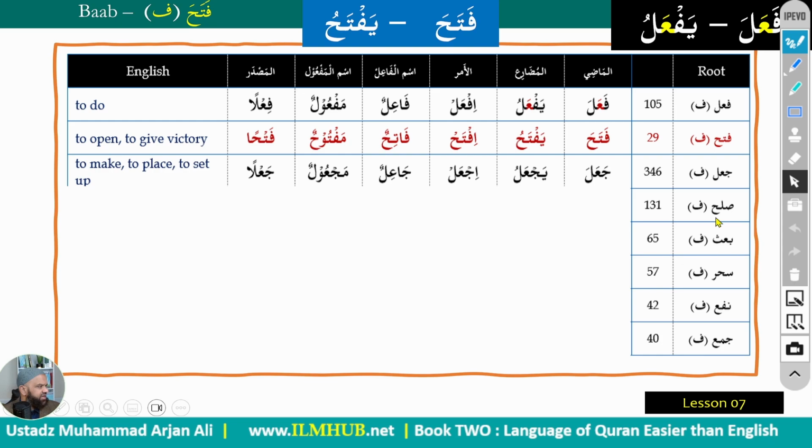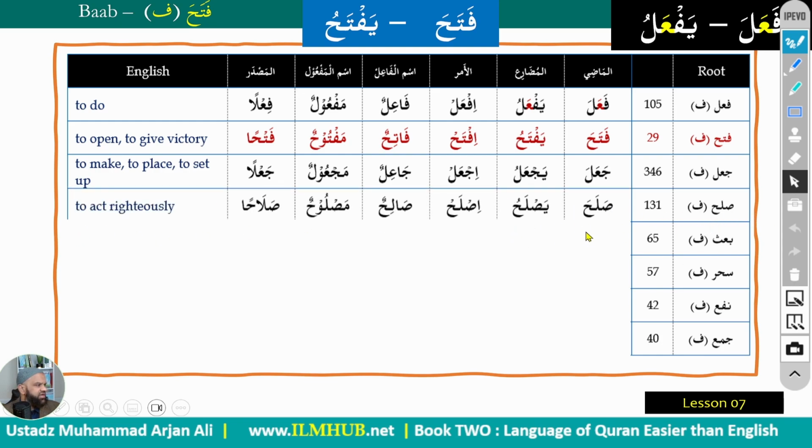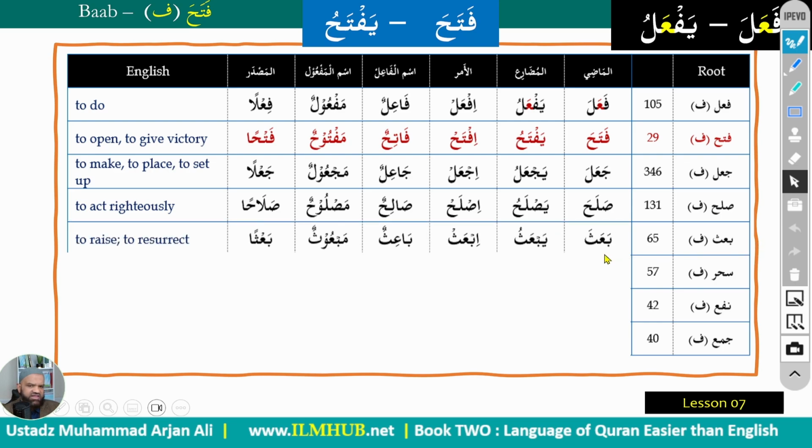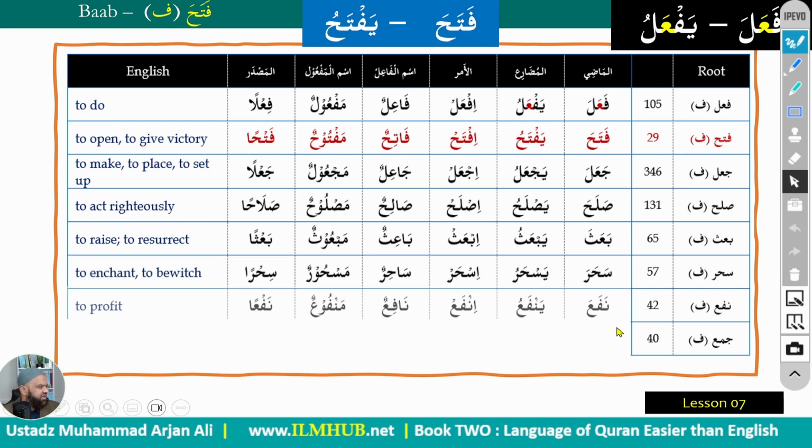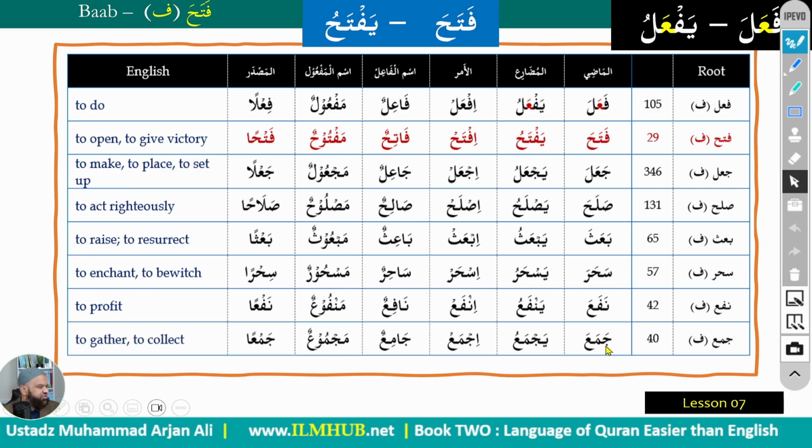Try to guess the next one. Sad, lam and ha. Again, the pattern is fa, so there will be salaha yaslahu. And then we have ba, ayn and tha, so ba'atha yab'athu. And then sahara yasharu. And then we have nafa'a yanfa'u. And then we have jama'a yajma'u. So the root has basic meaning to gather, for example. So jama'a, he gathered. Yajma'u, he gathers. And this is the same with all of them.